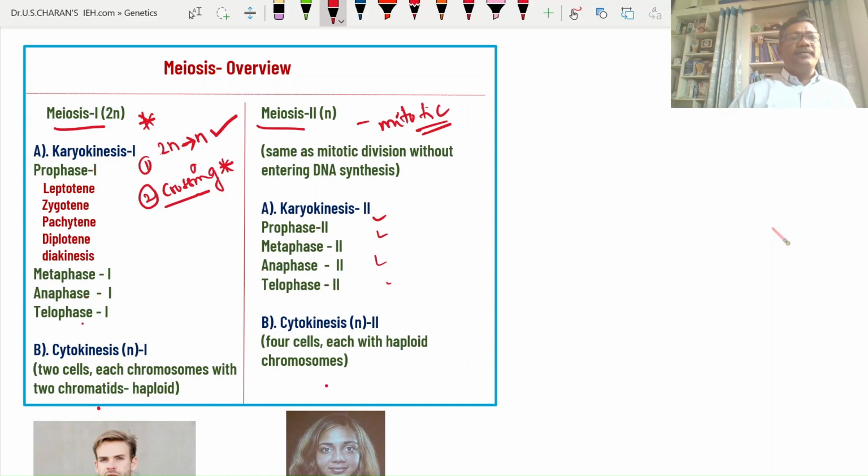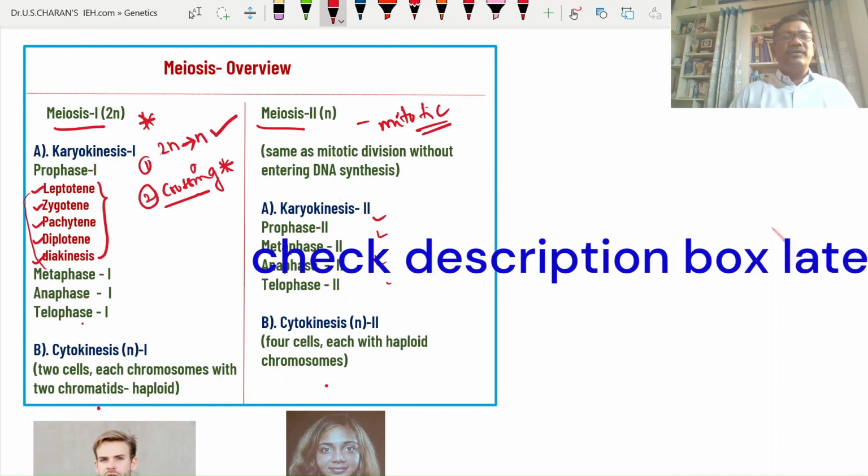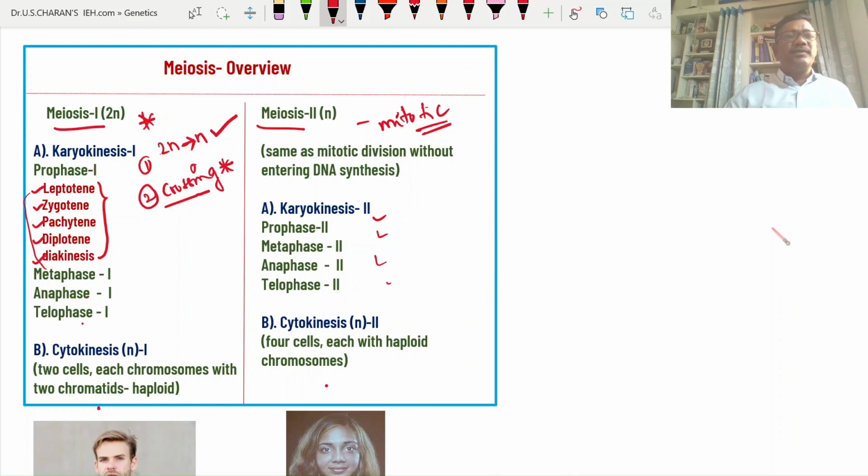But in meiosis 1, during prophase 1, there are 5 important substages: leptotene, zygotene, pachytene, diplotene and diakinesis. I am going to discuss these 5 stages now, because the crossing over mechanism is tied up with these stages only. The remaining stages are discussed in another video on the meiotic division. The link is pasted in the description box. If you want to watch it, you can go and watch it. Now we have to stick to the crossing over.